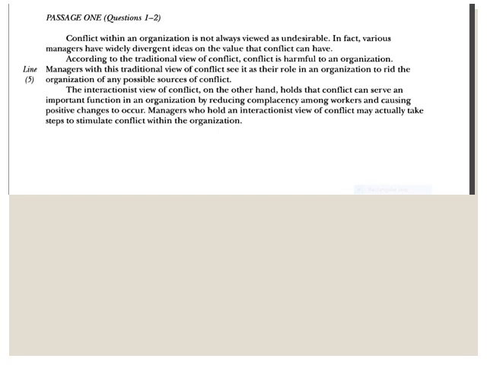It says that conflict within an organization is not always viewed as undesirable. In fact, various managers have divergent ideas on the value of conflict. So the main idea of this paragraph is the managers have different views about conflict. Some managers find conflict good, and other managers find conflict bad. So this is the main idea. So there are different views related to conflict. Fine.